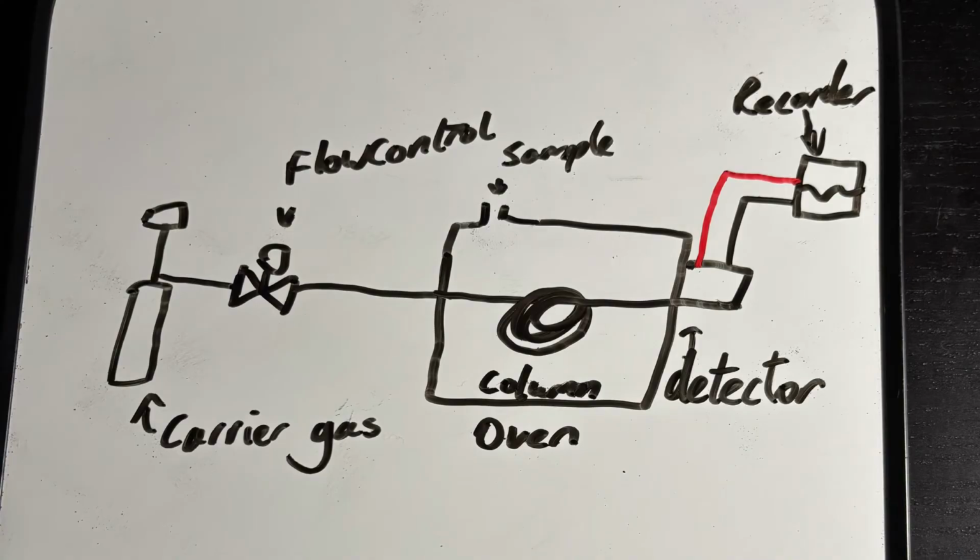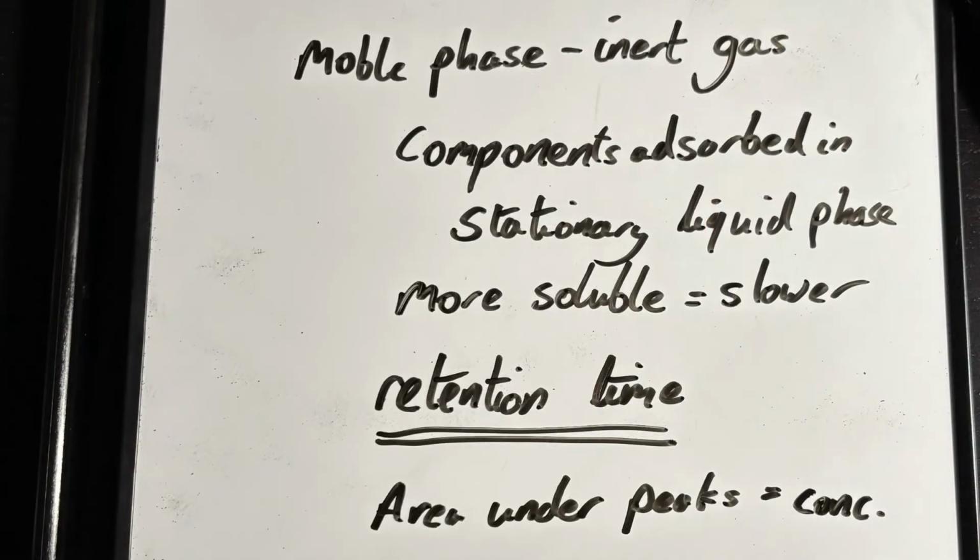You can also carry out gas chromatography, which looks like this, and would you believe it, it's called a gas chromatogram. So your inert gas from your flow valve acts as your mobile phase. Components are absorbed into the stationary liquid phase, and more soluble components are slower. And so this means that they have longer retention times. They reach the detector later than others. You can find the concentration of each of these with the area under the peaks that come in your recorder, and that's one advantage of it over paper or TLC.